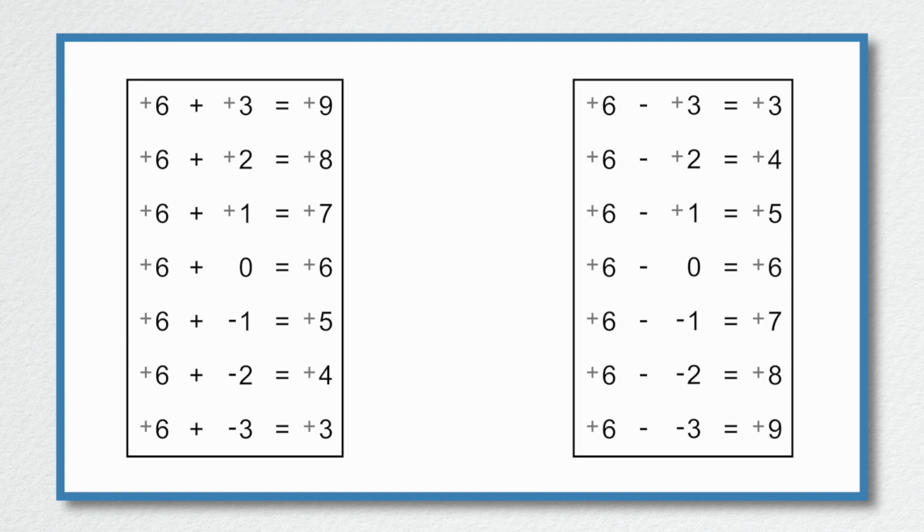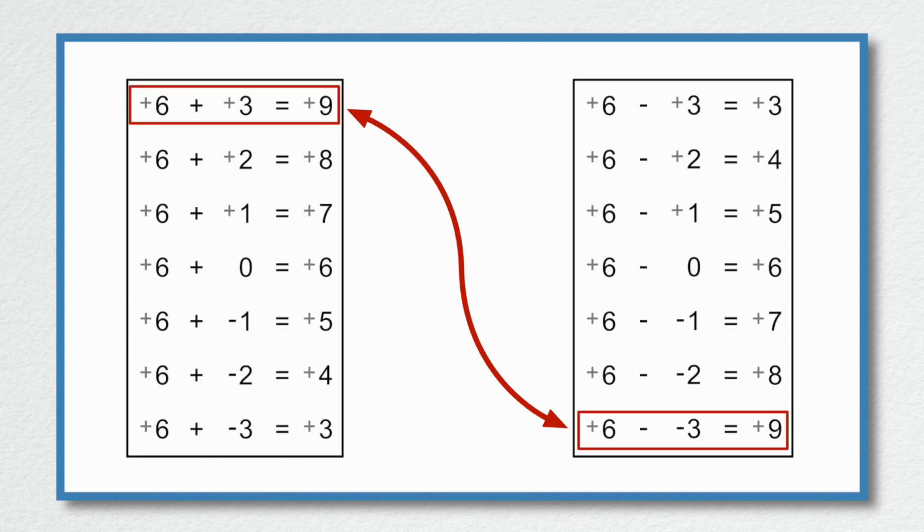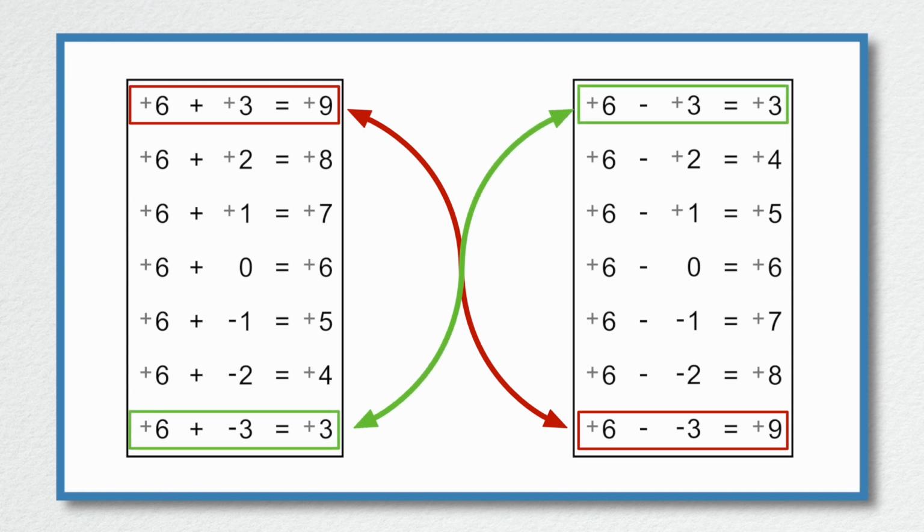So we can see that when we subtract a negative number, it's the same as adding a positive number. So we can see that these two calculations, positive 6 add positive 3 is equal to positive 9, gives the same result as positive 6 subtract negative 3, which is equal to positive 9. And we can also see that if we add a negative number, so in this case we have 6 add negative 3, it's the same as if we subtract a positive number. So these two calculations are the same.